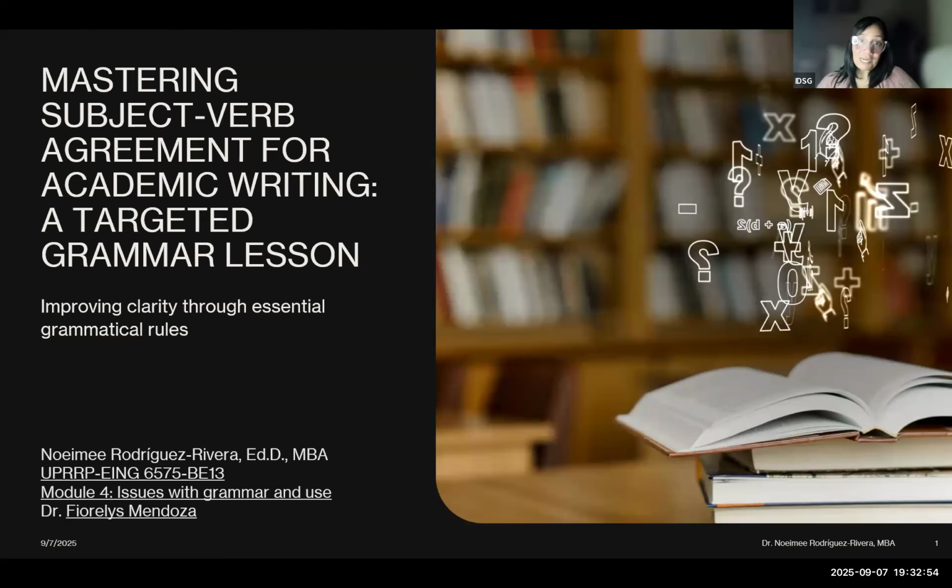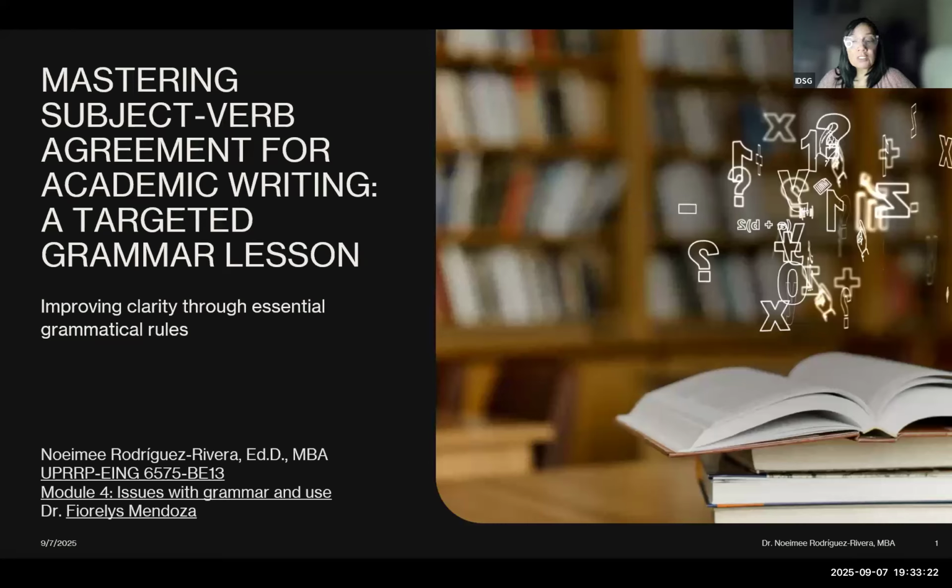Hello, everyone. My name is Noeimee Rodríguez Rivera, and this is our class about mastering subject-verb agreement for academic writing, a targeted grammar lesson. We are going to improve clarity through essential grammatical rules. This lesson focuses on mastering subject-verb agreement, a crucial grammar aspect for clear and credible academic writing.